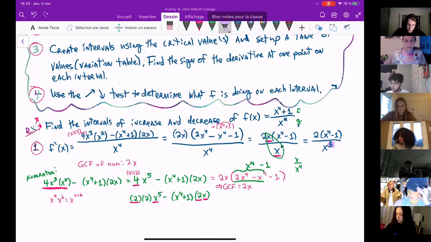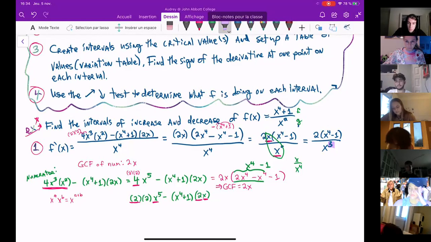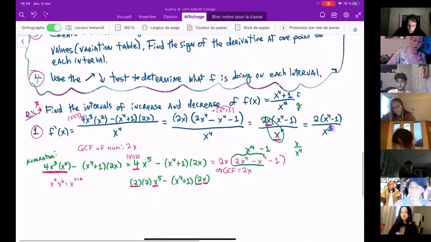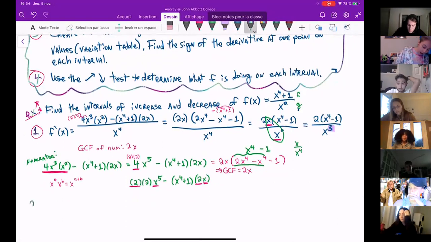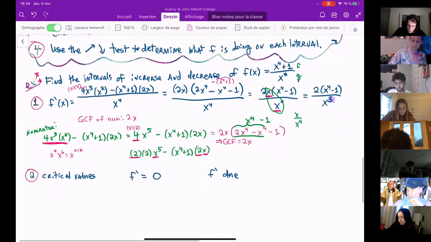Okay. Some of you had asked me the same question privately. Is anyone still confused as to how we found that greatest common factor and factored things out to simplify this? Okay. So that brings us to our second step. And our second step is to find the critical values. Our critical values come from two different places. They come from when f prime is equal to 0 and from when f prime does not exist.